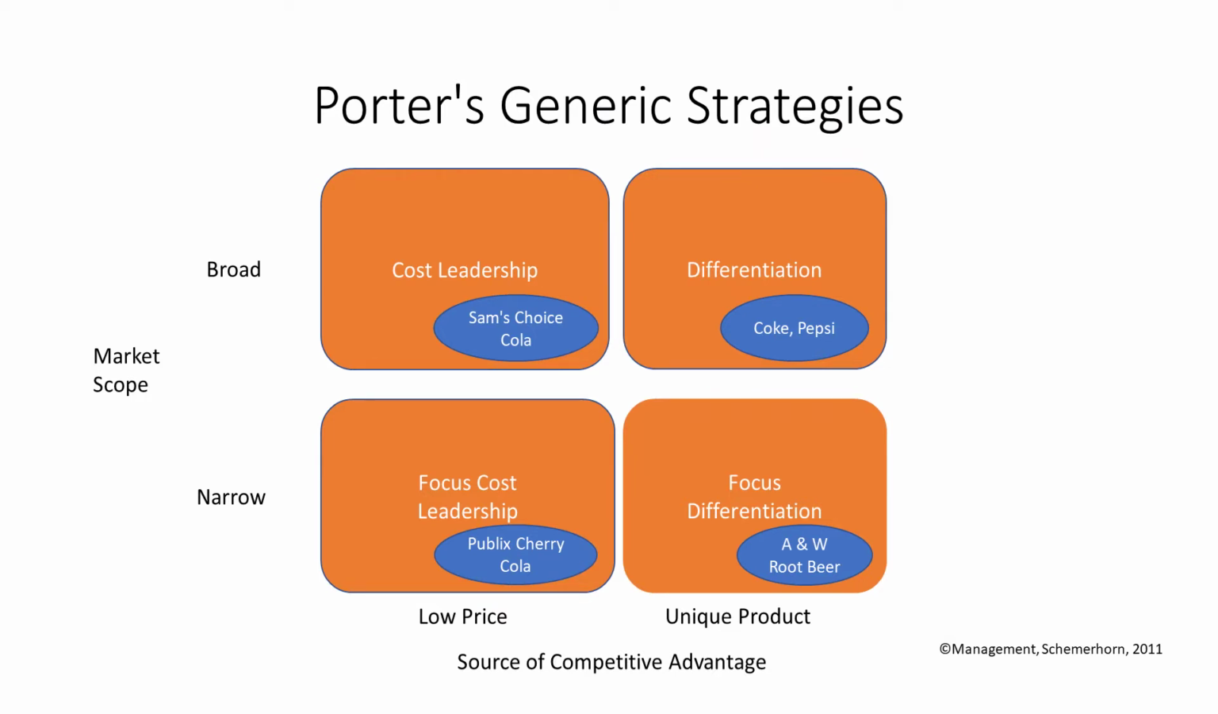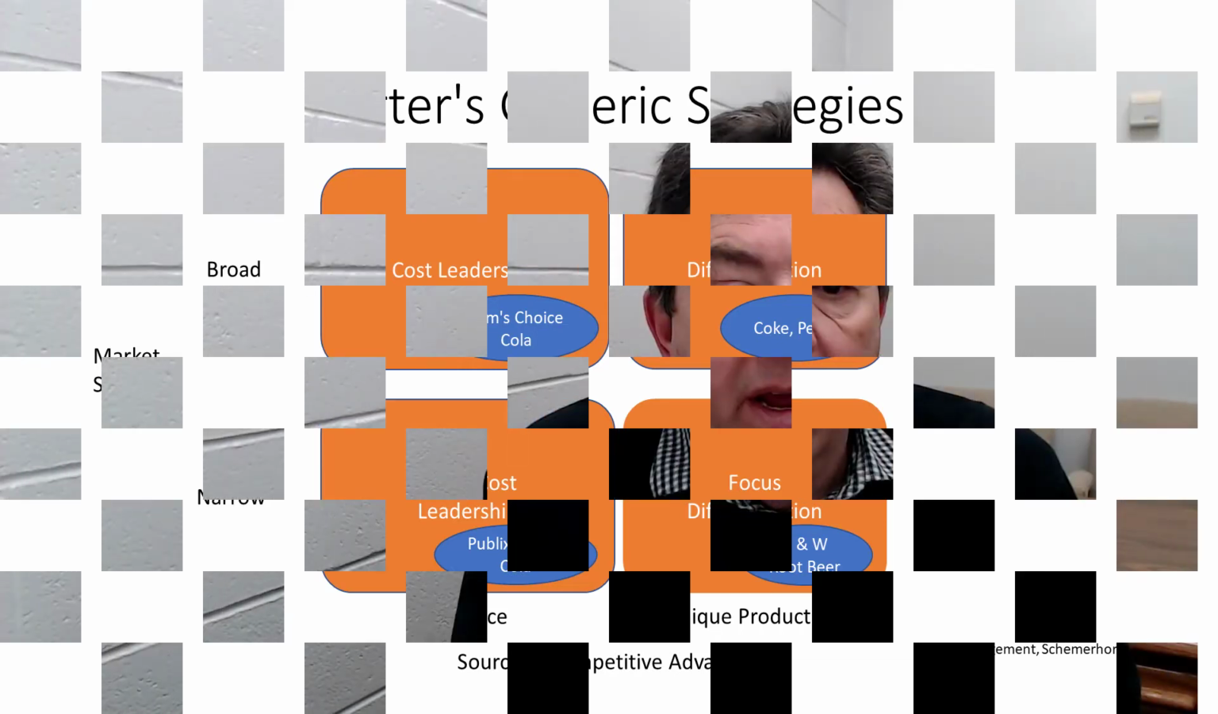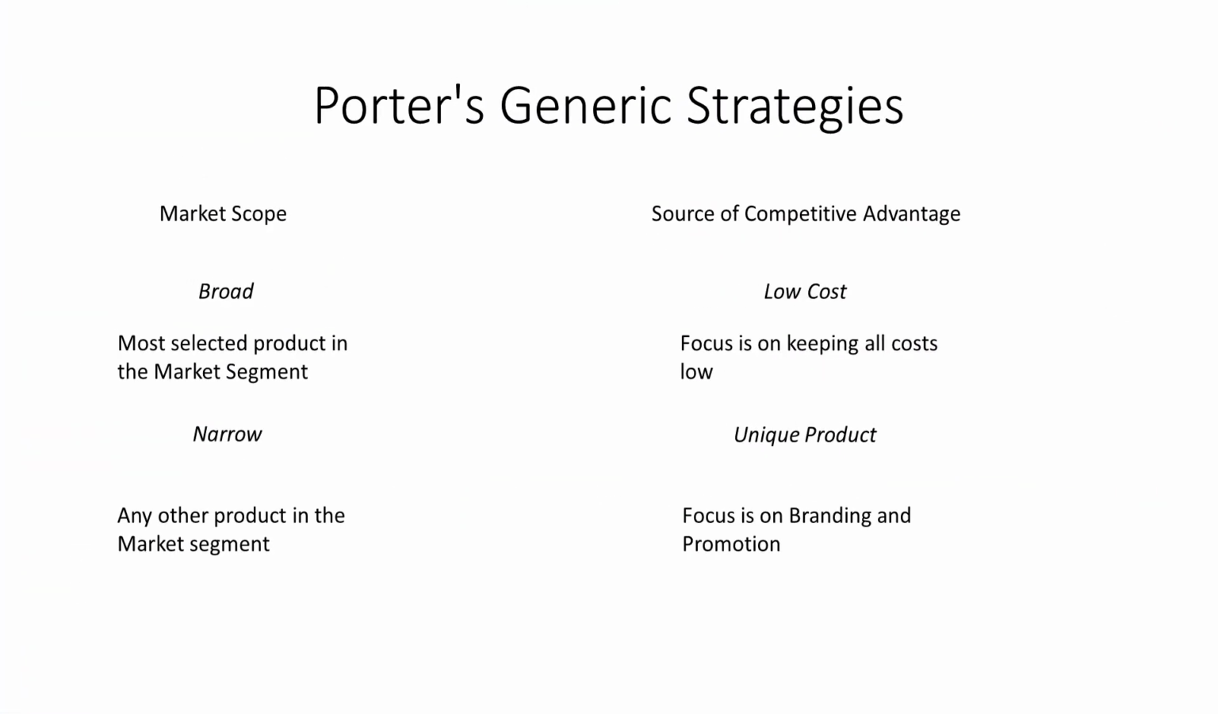A broad market scope is defined as the most preferred product or service in a specific market. This is also known as the segment target in the 3M model. The market scope is defined whether it is broad or narrow. In our example, the broad market scope is considered to be cola. A narrow market scope is any soft drink that is not a cola.